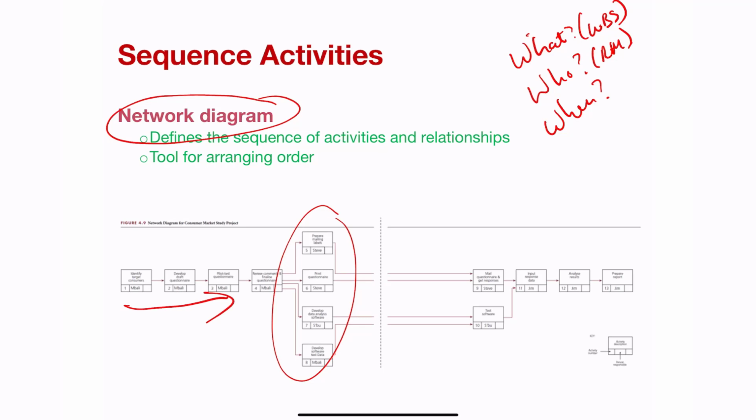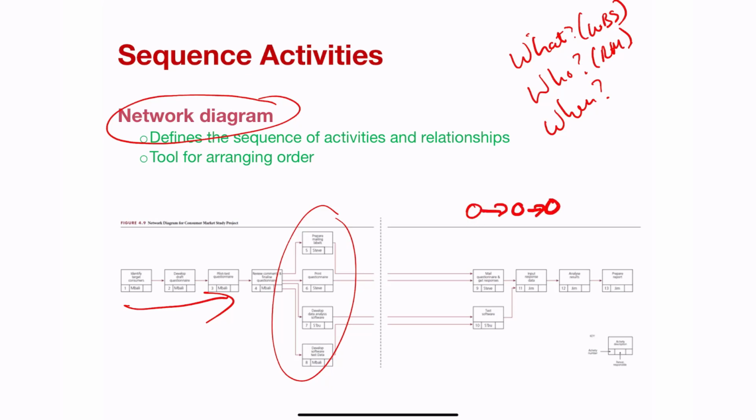So for example, if you build a house, you cannot put the roof on the house until such time that you've built the walls. You cannot build the walls until such time that you've done the foundation. The walls are dependent on the foundation, and the ceiling is dependent on the walls. Those three activities are what we call sequential activities.